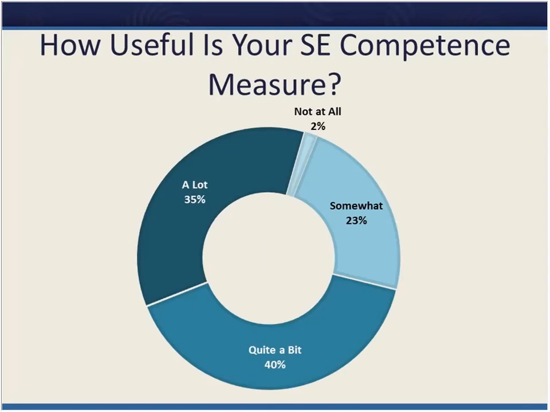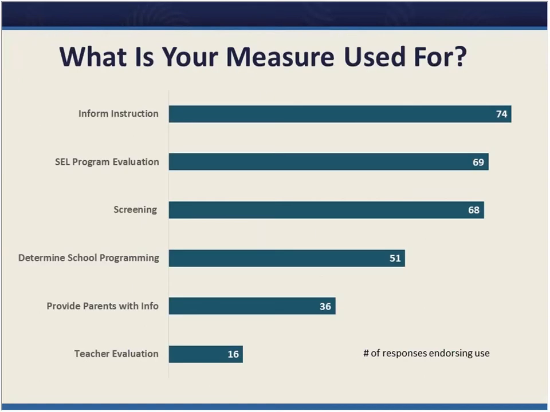One of the other things we asked in this scan is how useful people are finding the measures that they identified. Overall, we're finding that people are finding them useful, although there are lots of different measures being reported. About 75% of them said that they found the measures that they identified as being useful either quite a bit or a lot. And in terms of the uses they are reporting, the top 2 have been informing instruction, so formative uses, and SEL program evaluation, followed closely by screening. And then the bottom two were teacher evaluation, and one that actually didn't even make it on the graph here was high stakes accountability.